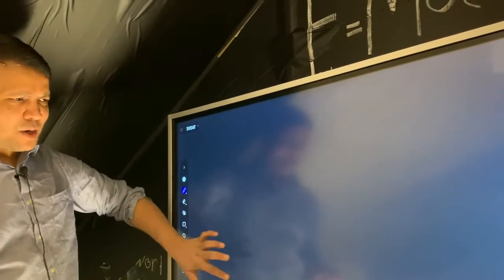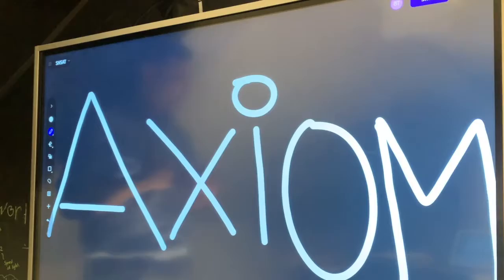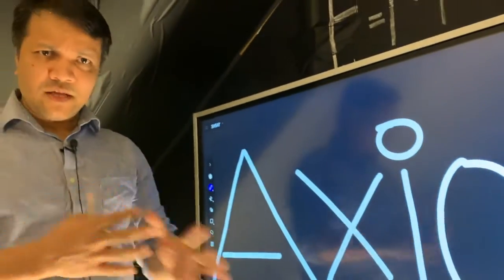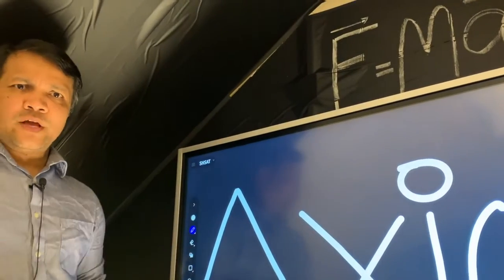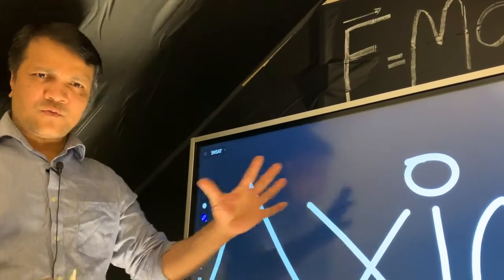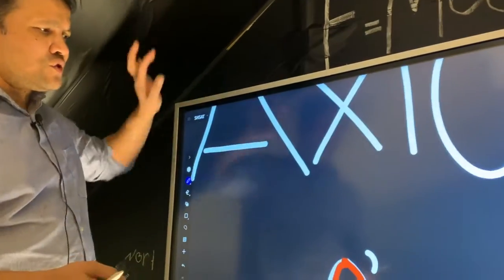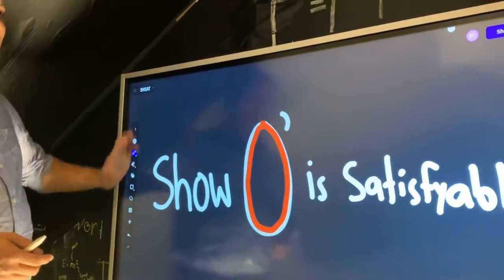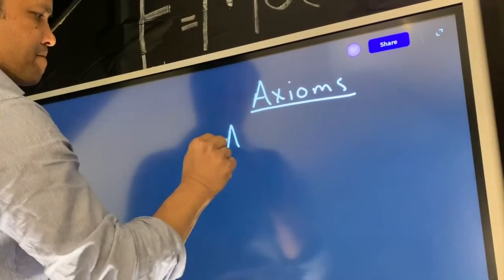Today we're going to talk about axioms. When we talk about axioms, let's remind ourselves that Euclid created axioms to create geometry. Today we're going to create 4 axioms, not 5, to create a geometry and to show that the O prime is satisfiable.